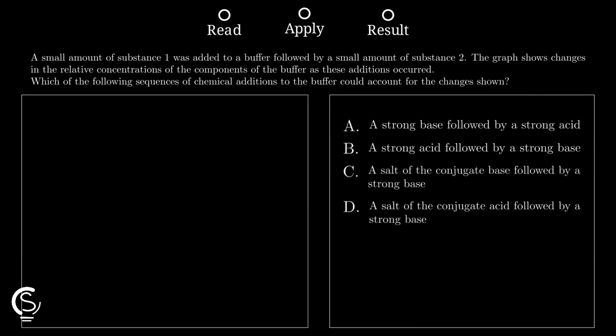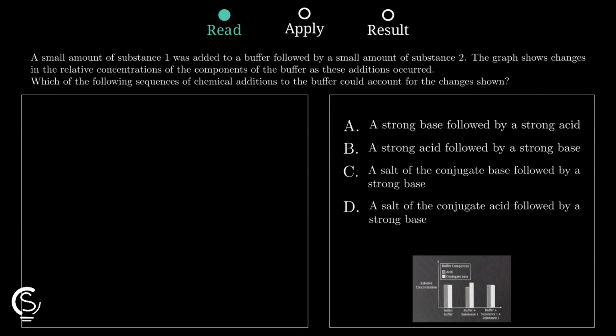First, read the initial change. After substance 1, the weak acid form decreases, while its conjugate base increases. Exactly what happens when a strong base consumes HA and forms more A-.